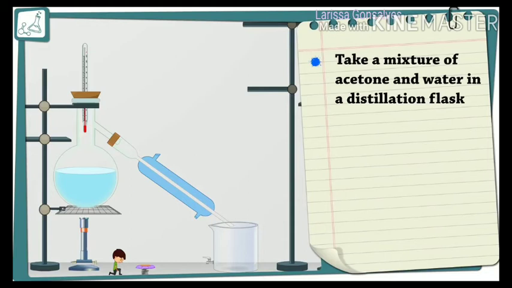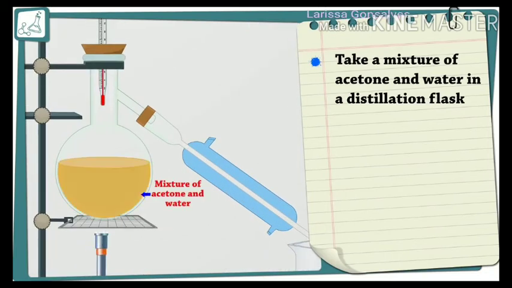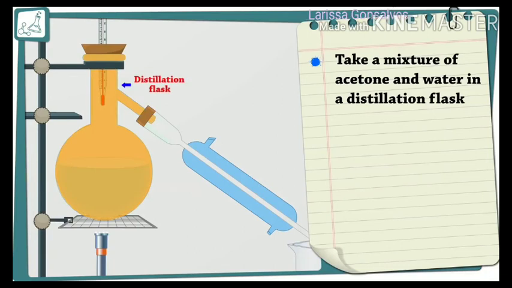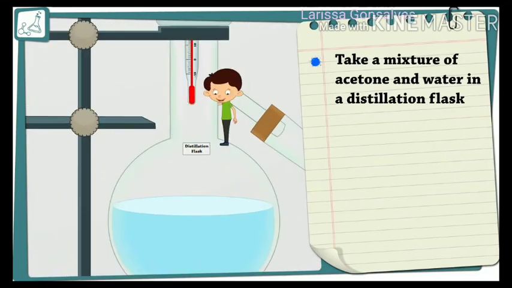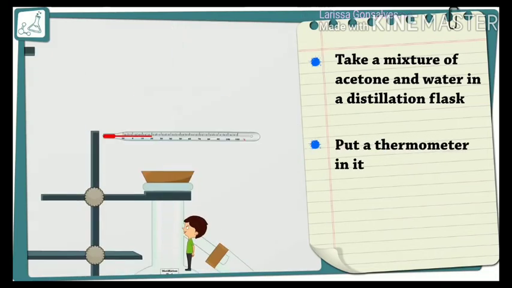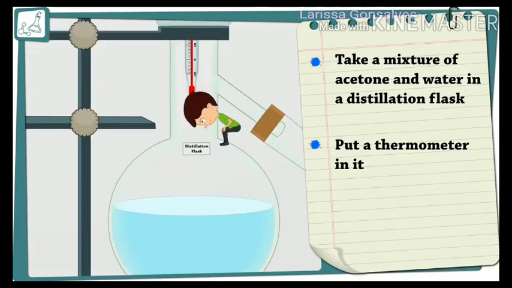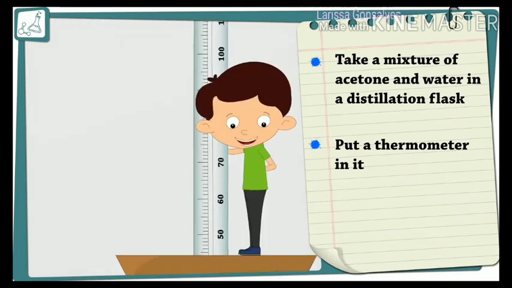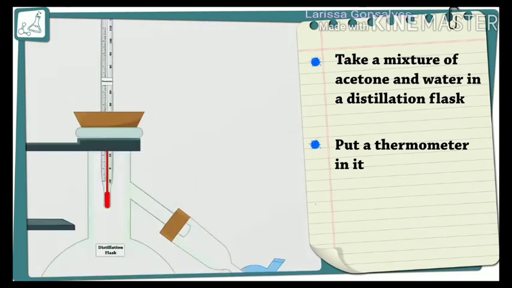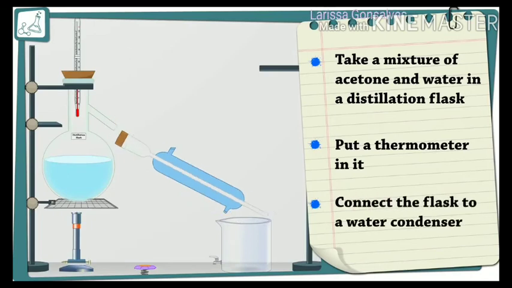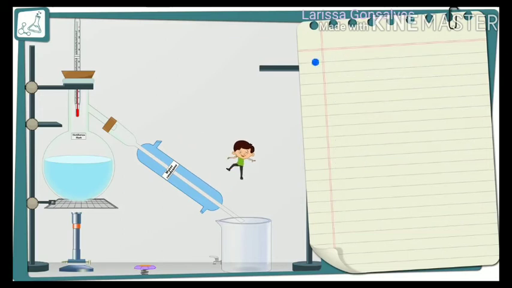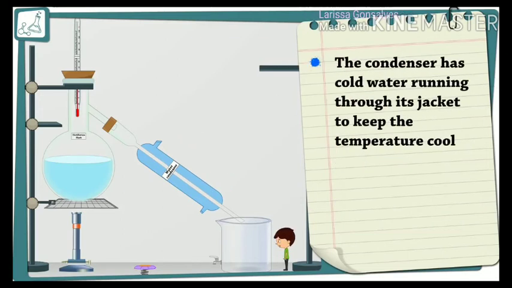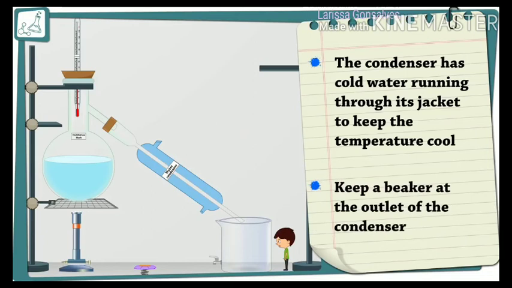Take a mixture of acetone and water in a distillation flask. Put a thermometer in it. Connect the flask to a water condenser. The condenser has cold water running through its jacket to keep the temperature cool. Keep a beaker at the outlet of the condenser.